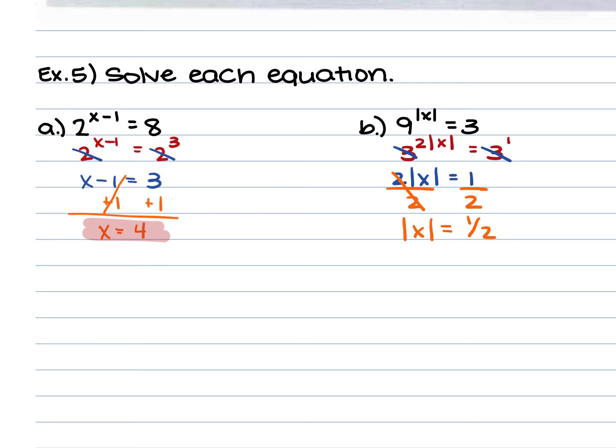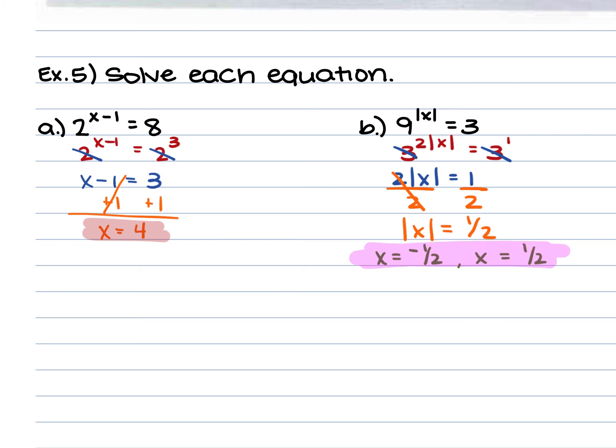In order to get x, not the absolute value of x, we're going to get rid of those absolute value bars and write 2 equations, one that's equal to the opposite of our answer and one that's equal to our answer. So we're going to have x is equal to negative 1/2, as well as x is equal to 1/2.